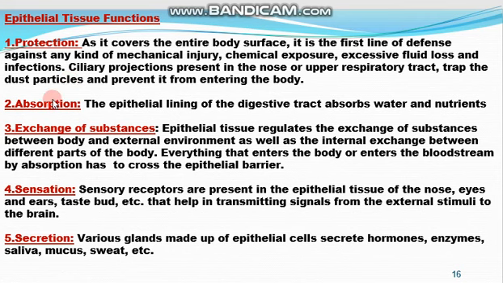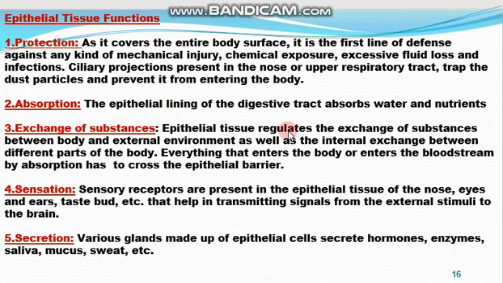Next function is the absorption. So the epithelial lining of the digestive tract absorbs water and nutrients. So epithelial tissue of the digestive tract also acts like the absorption material. And the third function of the epithelial tissue is exchange of substances.